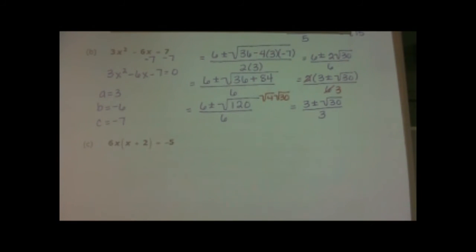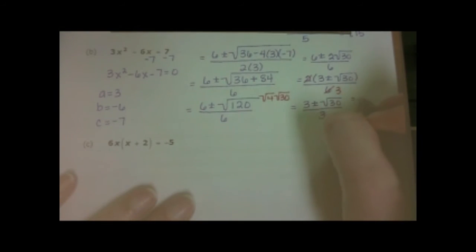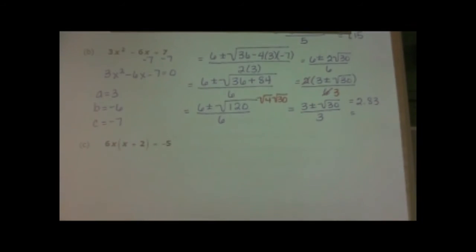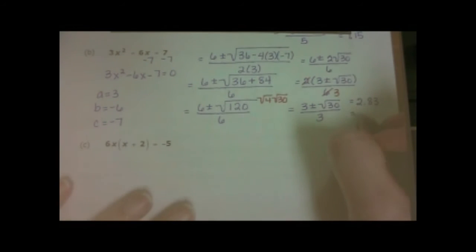And now we just need to put this in our calculator and get our decimal answers. So again, 3 plus the square root of 30, hit the equals button, then divide by 3. And one of my answers is 2.83. Now let's do minus 3 minus the square root of 30, enter, divide by 3 equals, and I get negative 0.83.